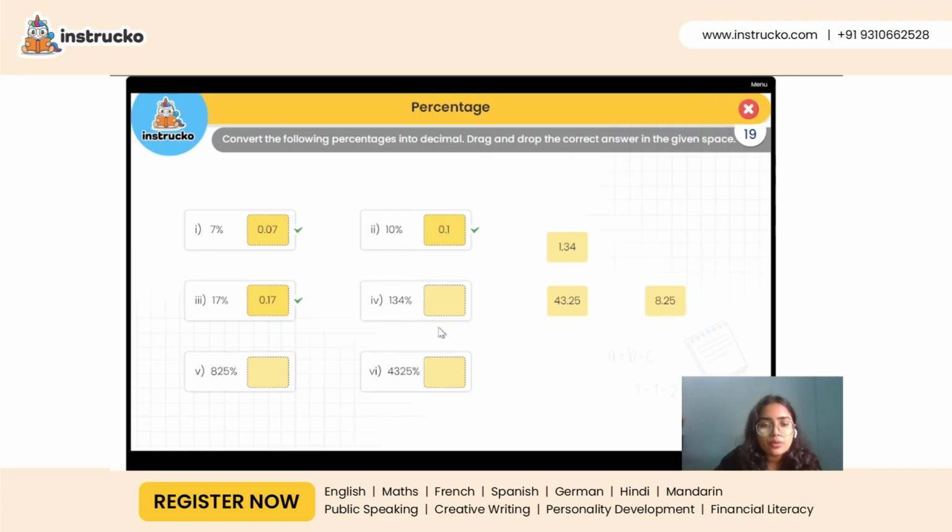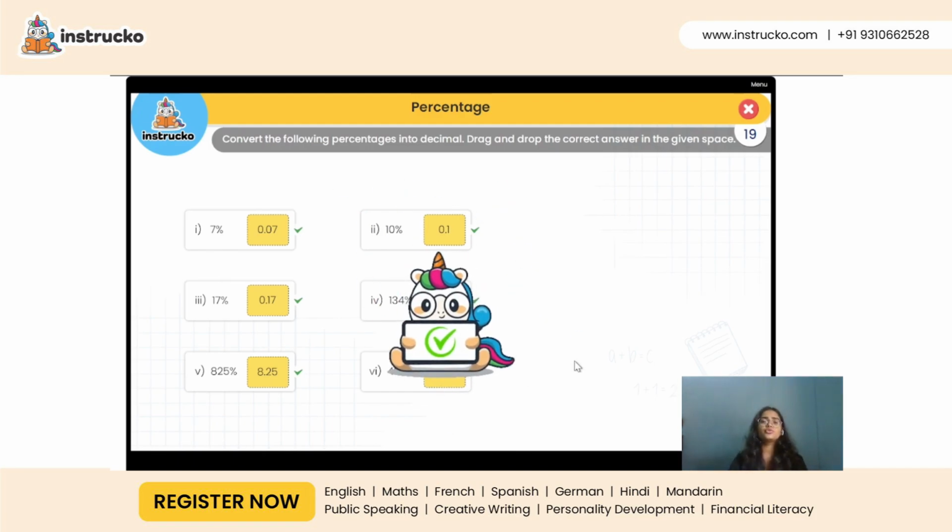Move the decimal point two places left, so we have 1 and 2, and it should land here after 1 and before 3. So you have 1.34. This matches our right answer. Next one, 825%. Very easy. Likewise, what we did with the fourth one, it is 8.25. Next up, easy peasy lemon squeezy, and the right answer is 43.25.